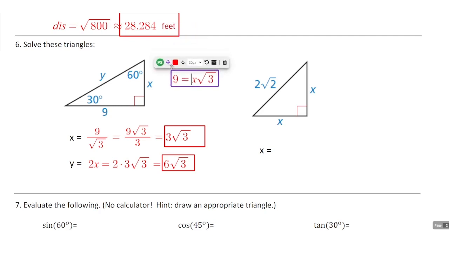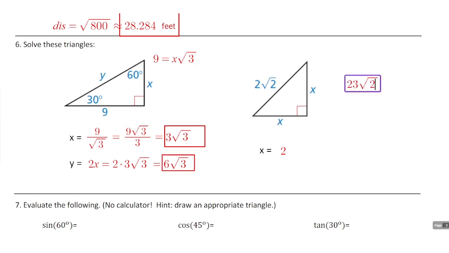The second one is a 45, 45, 90 triangle. The ratio here is x to x root 2. So if this is x root 2, this one's actually a little bit easier. If this is x root 2, then x has to be 2. There's really not a whole lot of work to show there. If you really want to solve this algebraically, you would say that 2 root 2 is x times root 2, kind of similar to how we set up the previous problem. Then if you divide both sides by root 2, you just get 2 equals x.